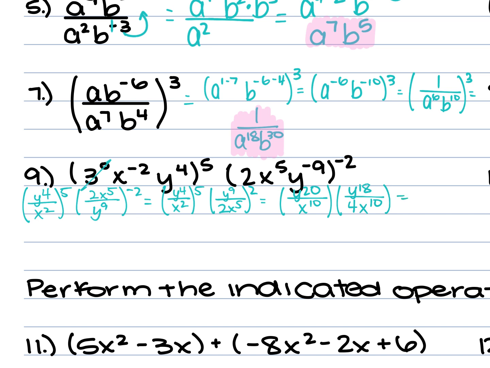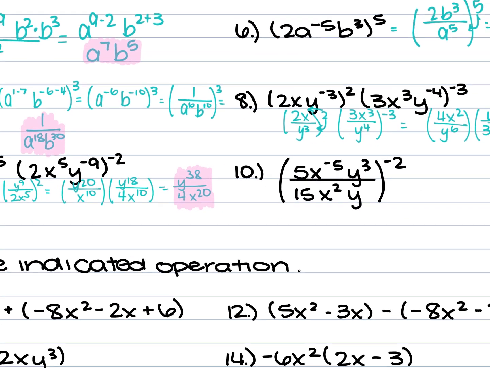Because we are multiplying these, we're going to keep the base and add the powers. So y to the 20th power times y to the 18th power is y to the 38th power. And x to the 10th power times 4x to the 10th power is 4x to the 20th power. So it's just y to the power of 38 over 4x to the power of 20.